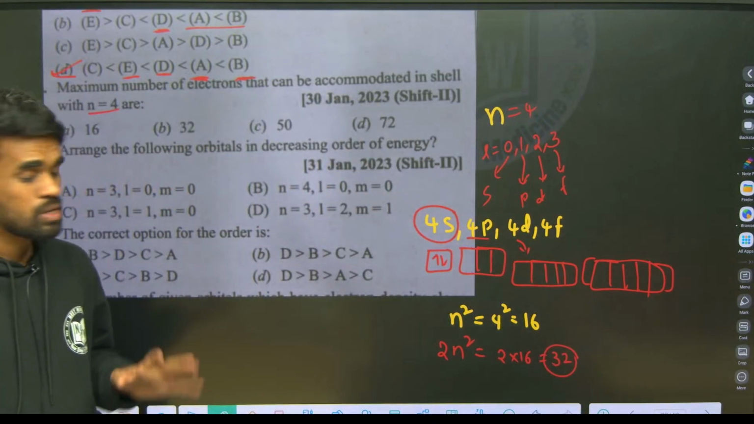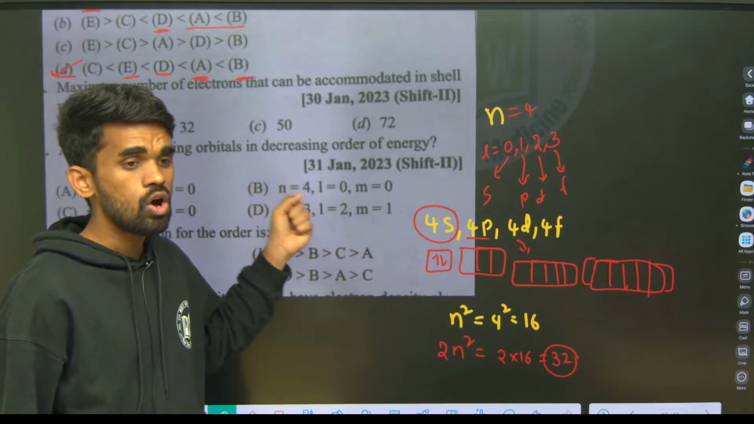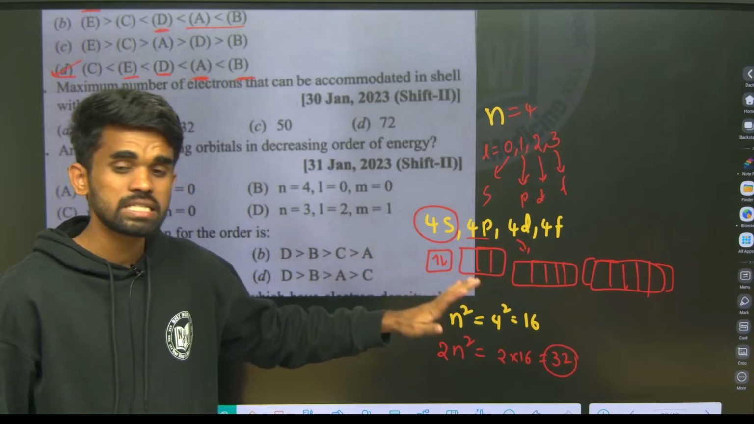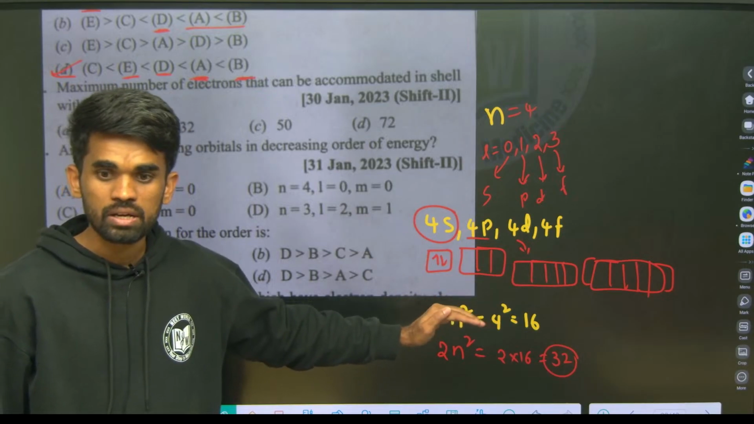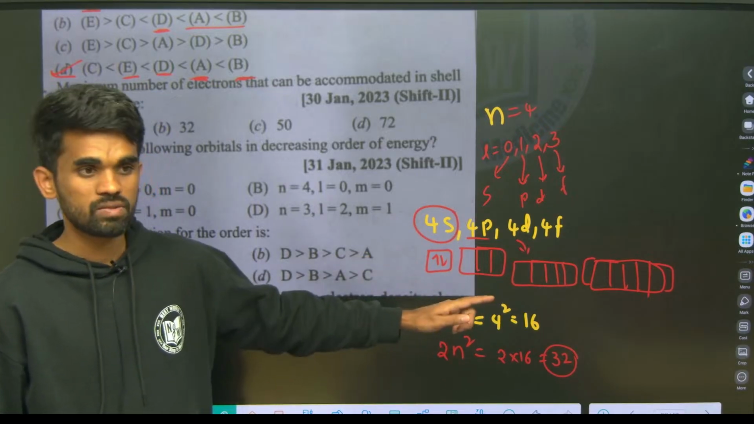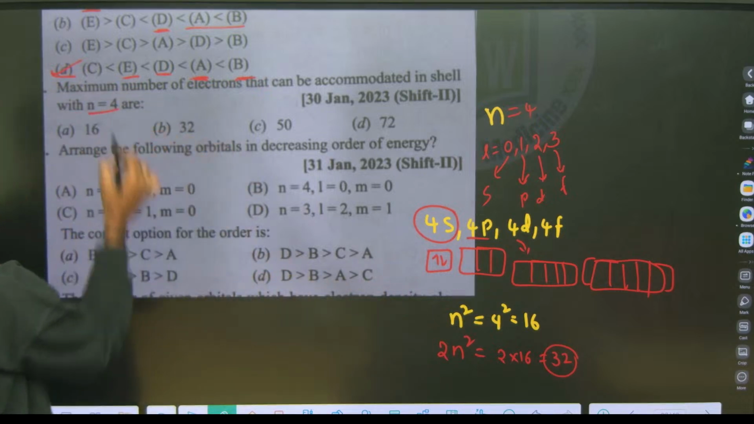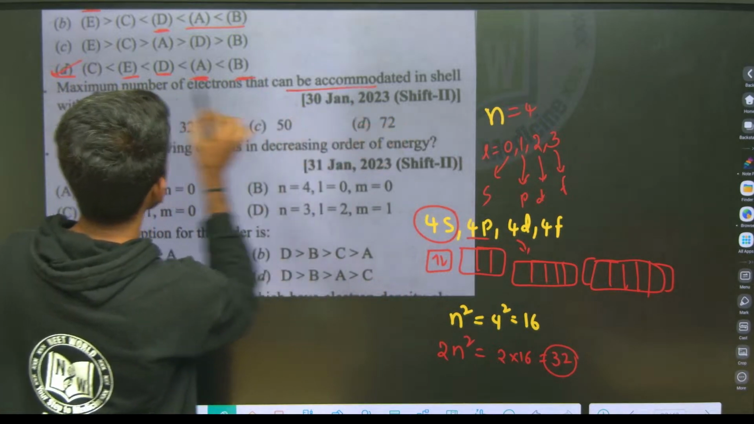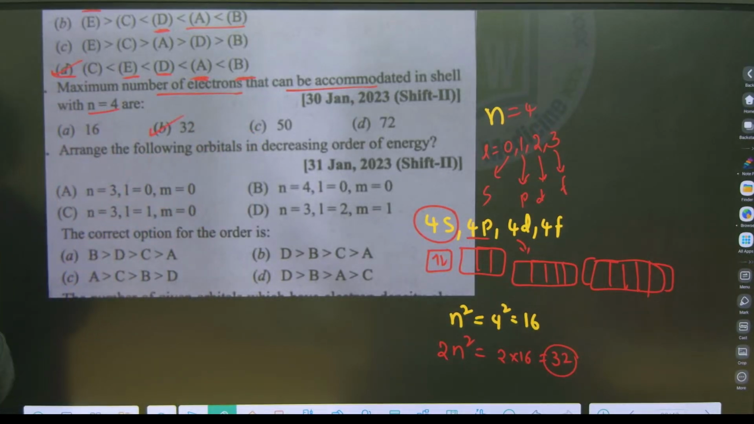Is that clear? So if they ask in a particular energy level or in a shell, how many orbitals are possible? What is the formula? n square. Orbitals possible are n square. Maximum number of electrons possible is 2n square, because in each orbital there are 2 electrons. They are asking for the maximum number of electrons, so 32, here we have B. Is that clear or not?